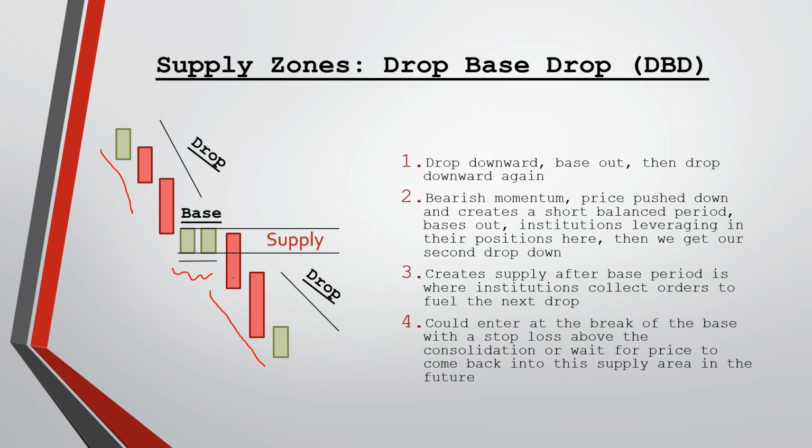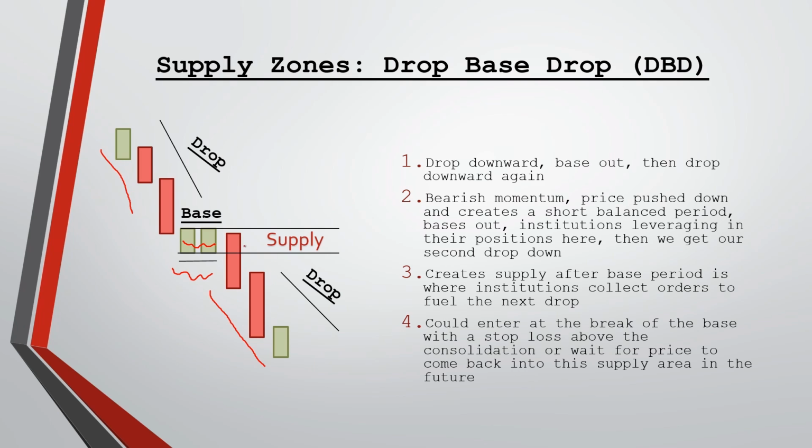So what happens is price pushes down and it creates a short balanced period, right? You guys remember the balanced period is when we base out. So we get a balanced period. And during this basing out balanced period, I do not trade here because this is where institutions are leveraging in their positions, and then we get our second drop down. So the only way this qualifies as a supply zone is because we get this second drop down.